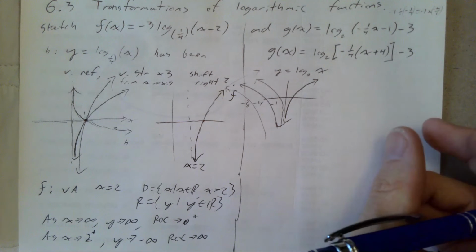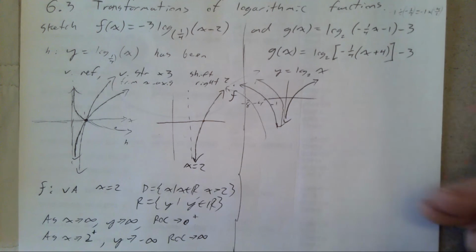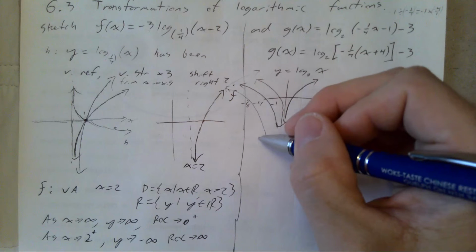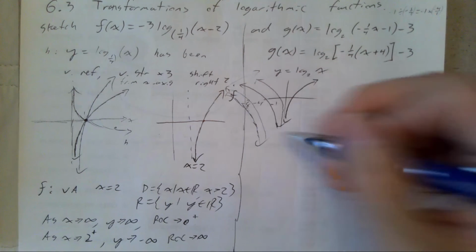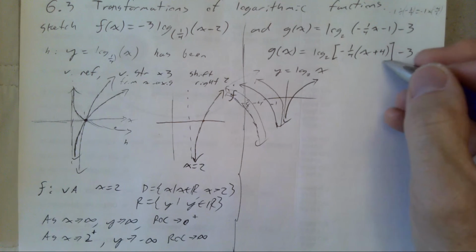Just like horizontal shifts on exponential curves are kind of hard to see, vertical shifts on logarithmic curves are kind of hard to see. Take this curve and shift it down 3. Well, it's going to look pretty much the same. Okay. Key features that I'd be looking for are the new asymptote.